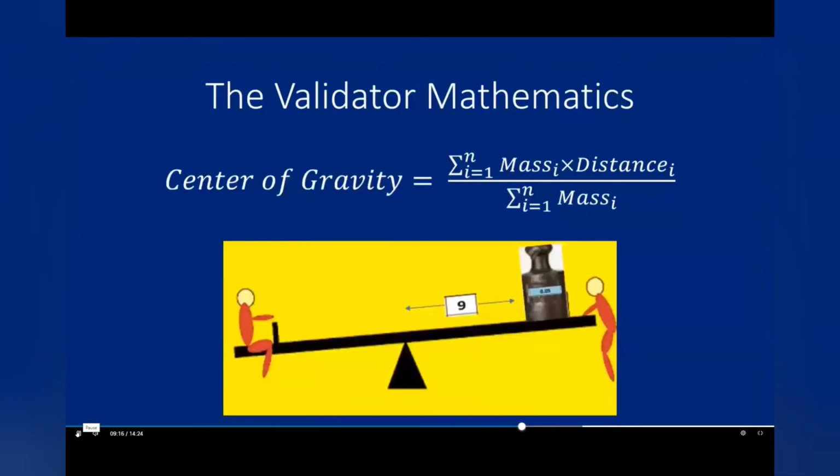Bill, what we did is we tried to use very simple mathematics. The center of gravity calculation is at the heart of it, and that's been around since the Renaissance at least. The idea is that you take the masses times the distances, sum them up, and divide it by the total mass of the system for center of gravity.